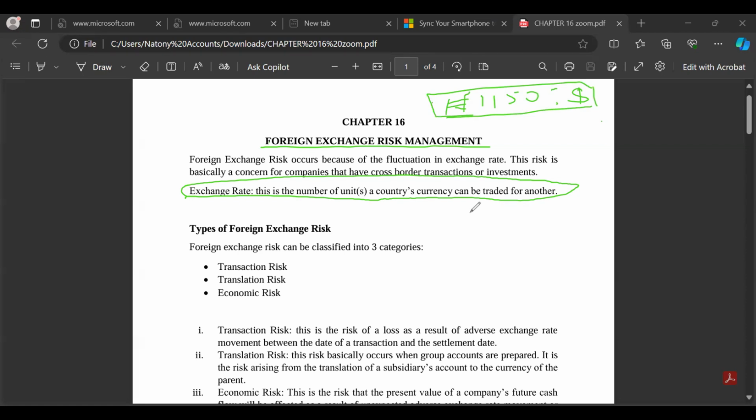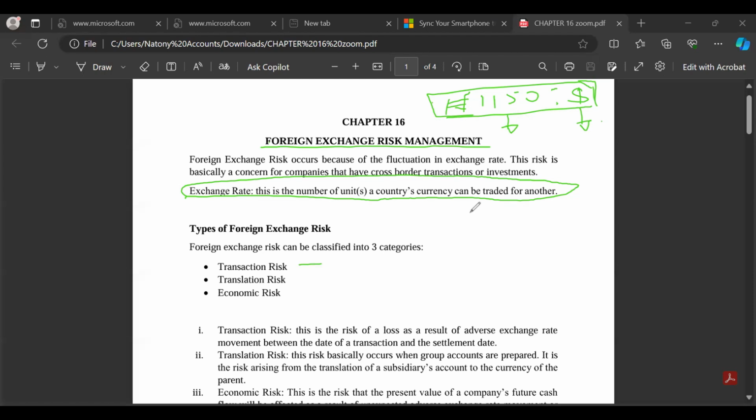If a Nigerian company has a transaction that has to do with the US dollar, it means that the company will be faced with foreign exchange risk if payment is not made immediately. So let's look at the types of foreign exchange risk a company can be exposed to. Types of foreign exchange risk.